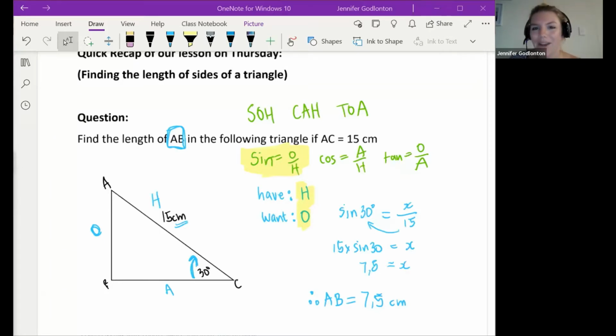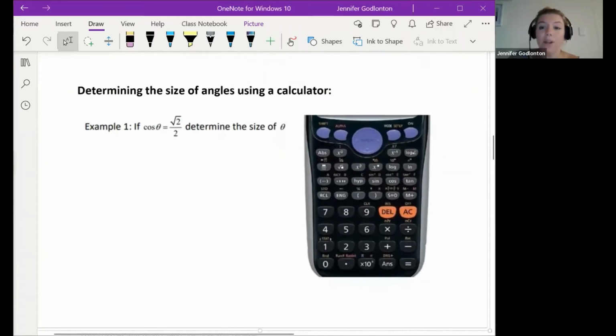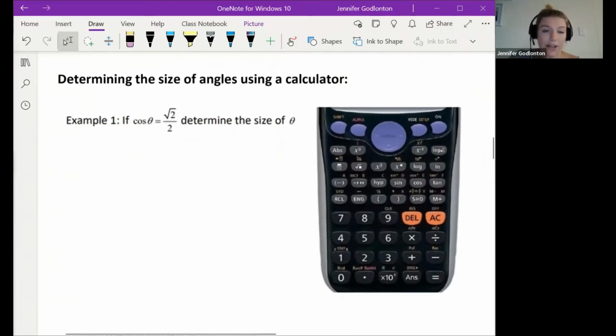We'll see. Okay, so this was just a recap of our lesson last week, Thursday. And now today we're going to be focusing on finding angles. But before we figure out how to find angles in a triangle, we need to know how to find angles on our calculator. I know some of you have done trig in class already, but those of you who haven't may not know how to do this just yet. So I want to make sure everyone has their calculators with them, because that's going to be really important.